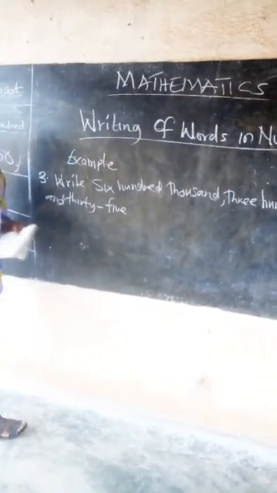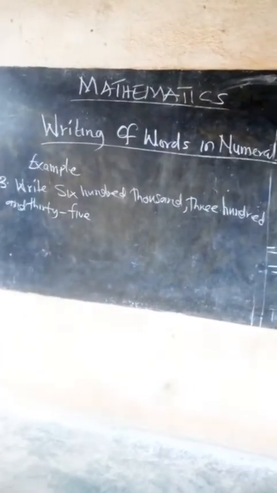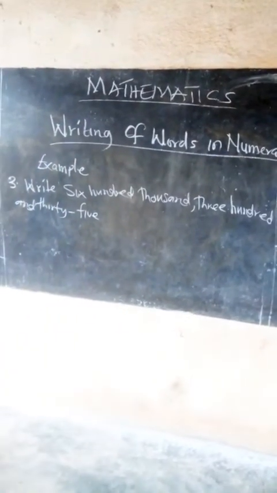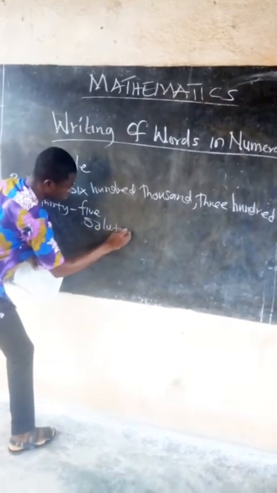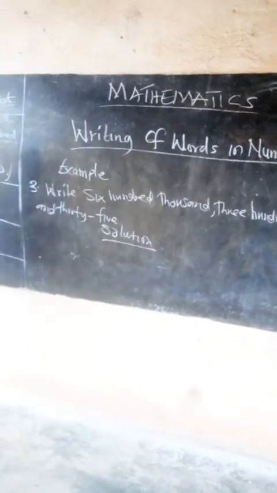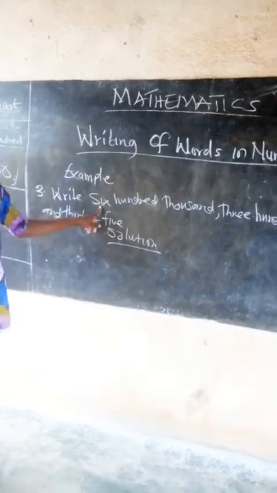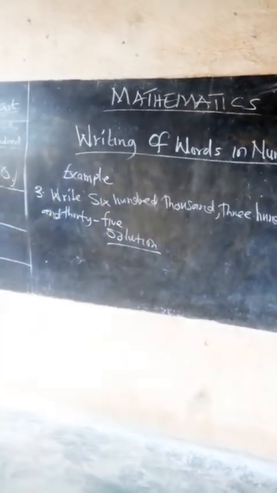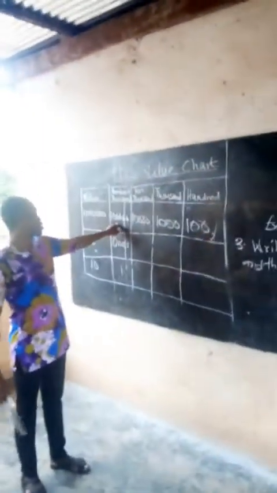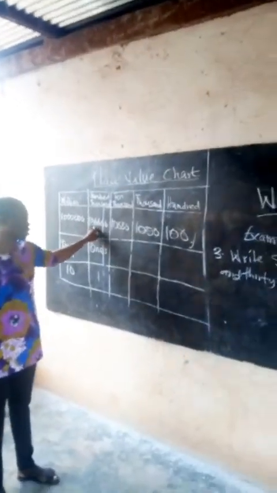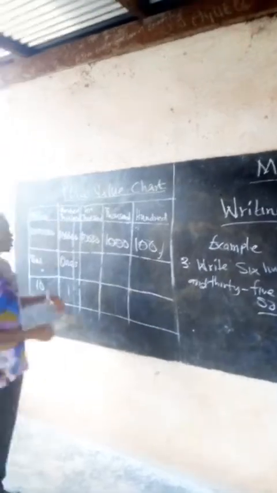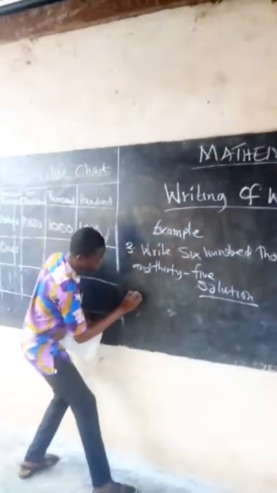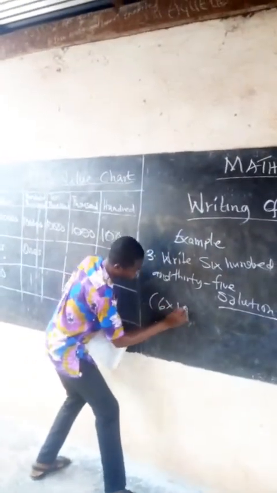I'm going to write this one in words. Solution. 600,335. 6 is in the hundred thousands place. So you get 6 times 100,000.